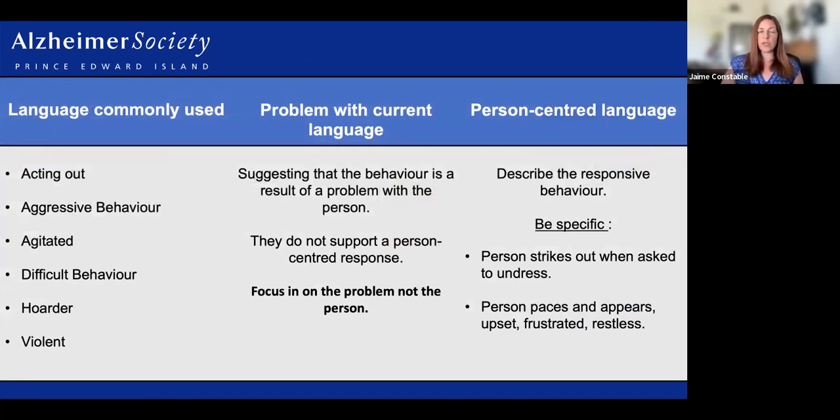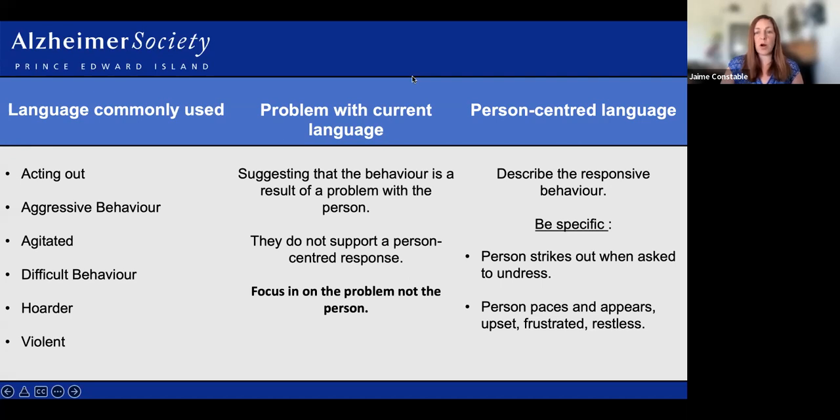Now, I wanted to talk a little bit about person-centered language, because we commonly use language like acting out, aggressive behavior, the person was agitated, they're being difficult. But if you're looking at it that way, you're suggesting that the behavior is a result of a problem with the person, instead of focusing on the problem behind it that's creating the symptoms manifesting as behavior. A more person-centered approach is to describe the specific behavior that's happening. So instead of the individual being aggressive, it's the person strikes out when asked to undress.